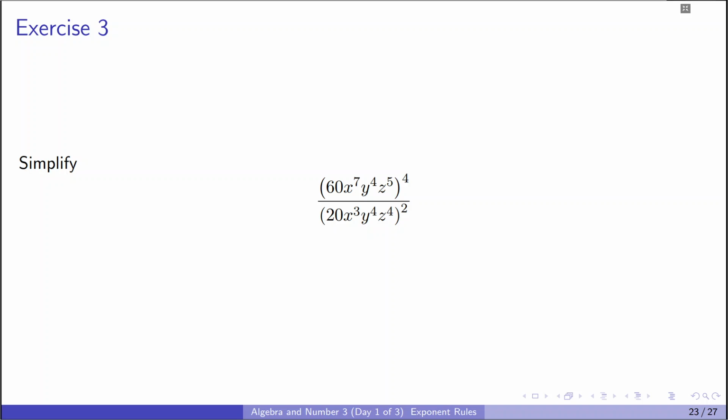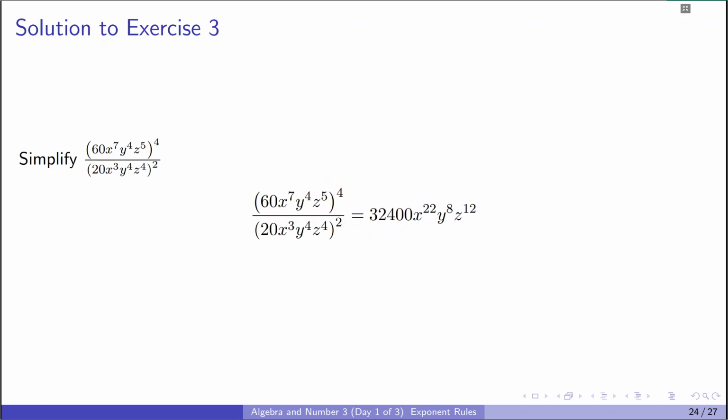Now here, remember our order of operations: BEDMAS, brackets, exponents, division, multiplication, addition, subtraction. We deal with the exponents outside first, then simplify. In which case we are left with 32,400, x to the 22, y to the 8, and z to the 12. That x to the 22 is x to the 28 minus 6. 4 times 7 is 28. 3 times 2 is 12. 3 times 2 is 6. 28 minus 6 gives us our 22.